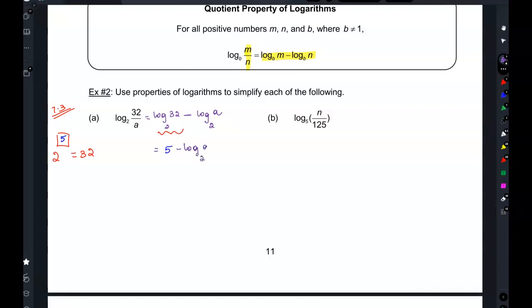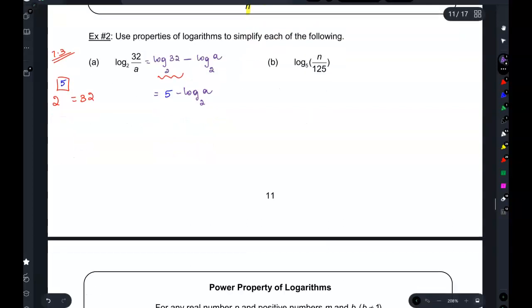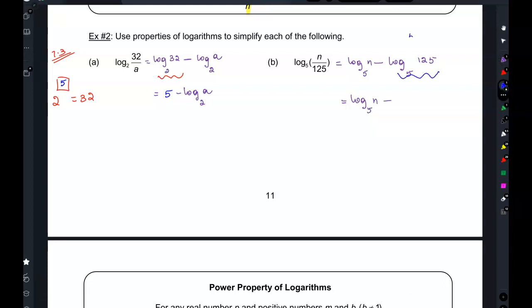Minus log base 2 of a. All right? Okay. Here, log base 5 of n minus log base 5 of 125. So now, log base 5 of n, I can't do anything with that. But minus this, I have a base of 5. What exponent of 5 gives you 125? That's a 3. All right?